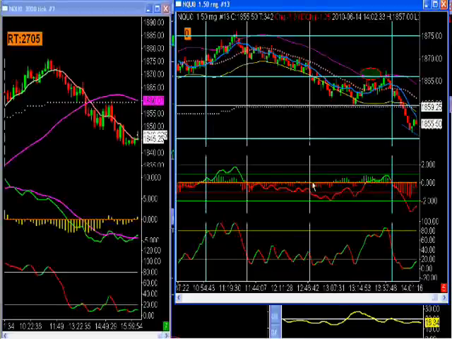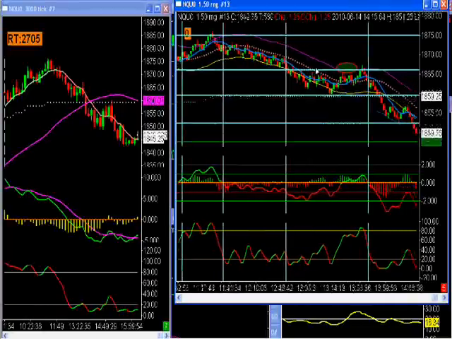Right here, you get another opportunity when your histogram starts increasing in size again and is still red. It breaks support here, and you can take that expecting to get down to the next area of support. And again, I want to point out that if the market is quiet, just sit back and let it go. You will get another opportunity to get on board.